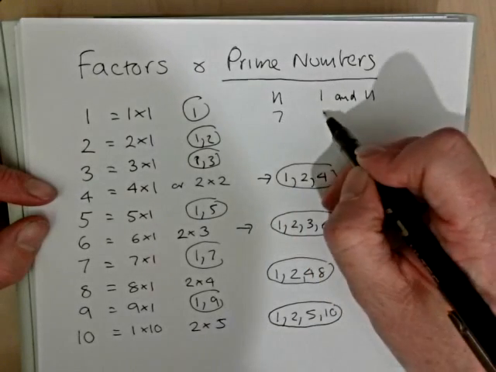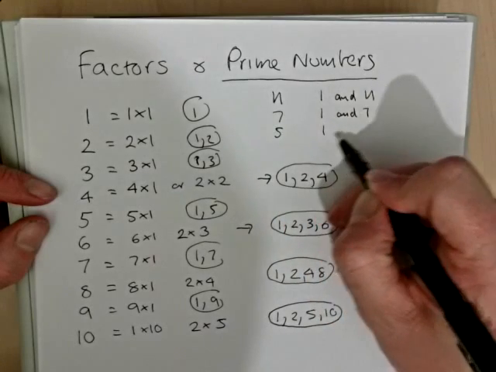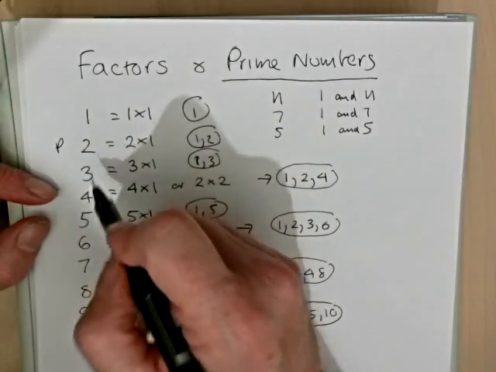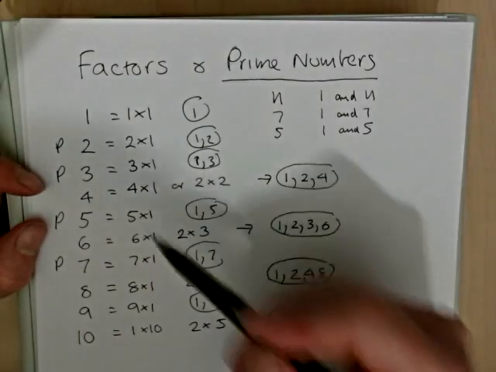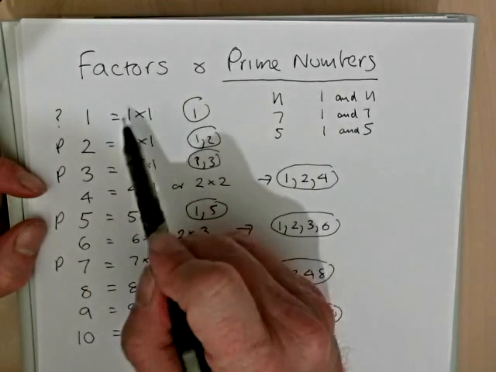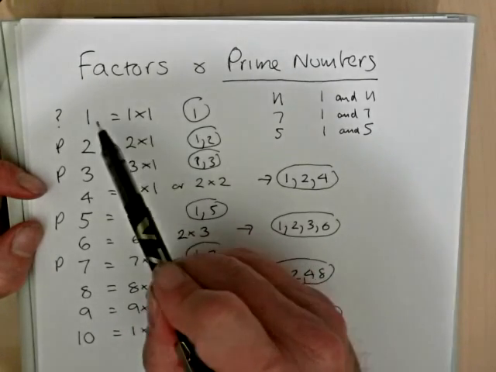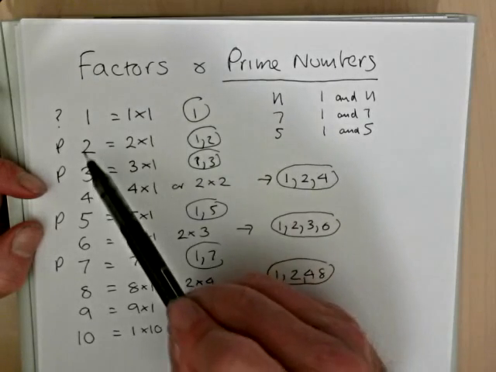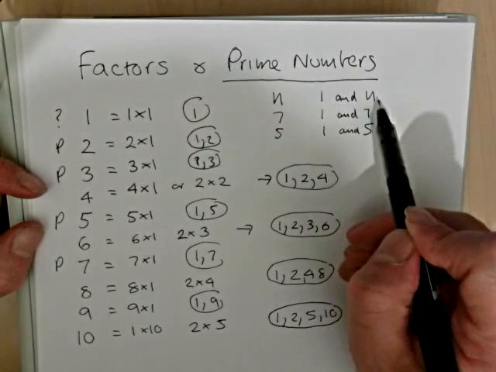So the factors of 7, for example, are 1 and 7. Factors of 5 are 1 and 5. But the prime numbers then are 2, 3, 5 and 7 in the list from 1 to 10. Now 1 is a bit of an odd one because it only has 1 factor, so it's a special number. There is a bit of an argument amongst mathematicians as to whether it is a prime number or not. But you're never going to be asked whether it's a prime number in your exam, so don't worry about that. But the numbers 2, 3, 5 and 7 are all prime because they only have factors of 1 and themselves.